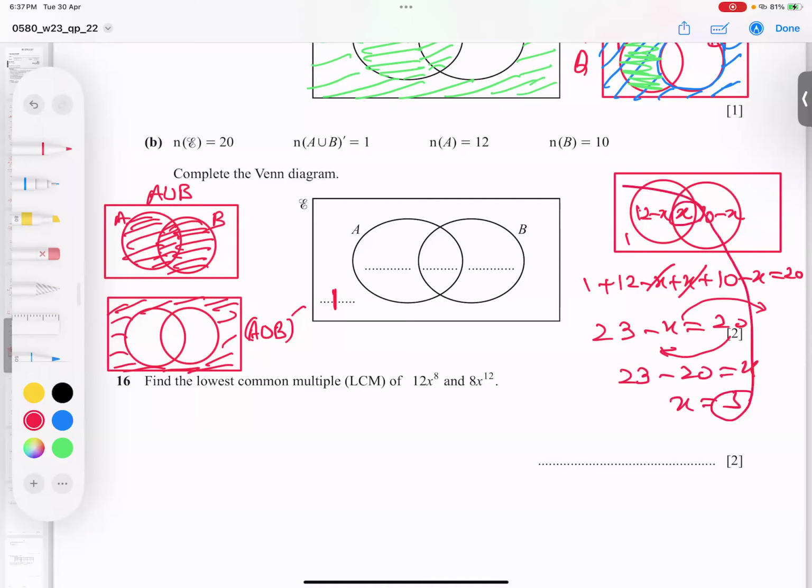It means this 3 goes there. It means this is 3. When I plug in 3 here, out of 10, 3 gone, I got a 7. And when I plug in 3 here, out of 12, 3 gone, I got a 9.